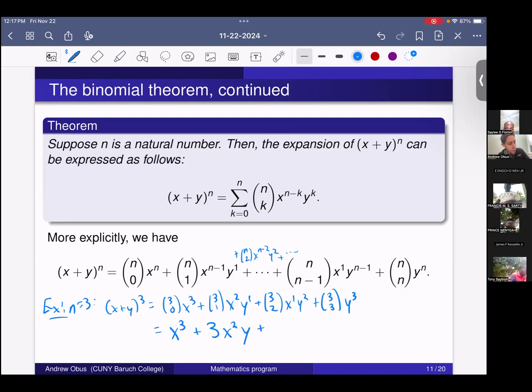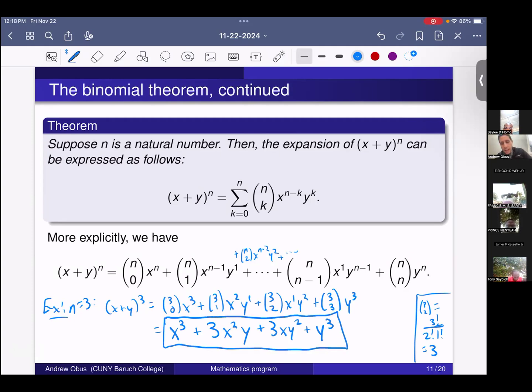What about 3 choose 2? Well, maybe you know this, but let's just do it. 3 choose 2 here is going to be 3 factorial divided by 2 factorial times 1 factorial. This turns out to be 3 also when you do 3 choose 2. So this is going to be plus 3xy squared. And lastly, 3 choose 3. I'll leave it as an exercise. This turns out to be 1. So we end up with x cubed plus 3x squared y plus 3xy squared plus y cubed.